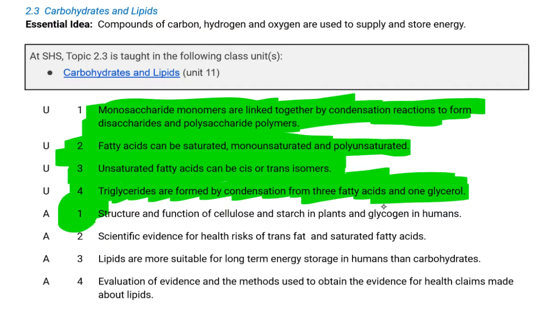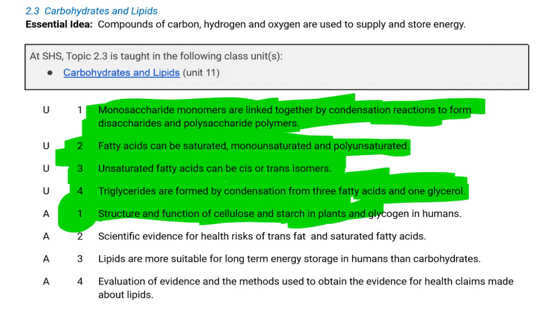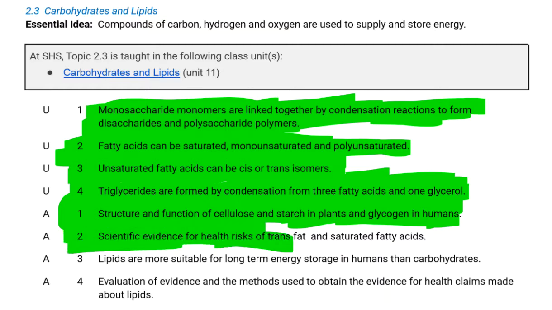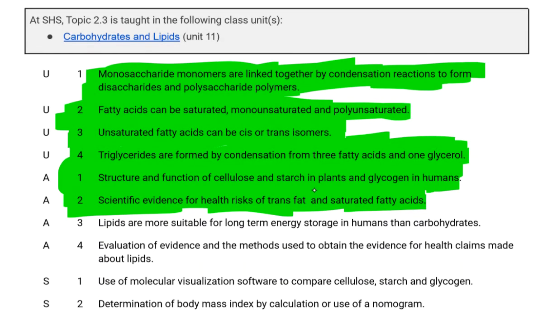Structure and function of cellulose and starch in plants and glycogen in humans. So cellulose is in plants and it forms part of the cell wall, provides structure, whereas glycogen in humans is more for storage of sugar, such as when you eat a heavy meal, you can have that excess glucose stored as glycogen. Scientific evidence for health risks of trans fats and saturated fatty acids. So you're going to be given graphs, specifically in a database question where you have to analyze whether fatty acid and trans fat consumption is associated with coronary heart disease or some other disease associated with heavy fat consumption.